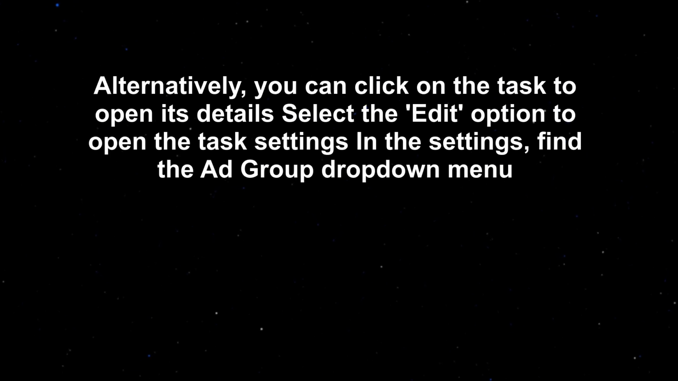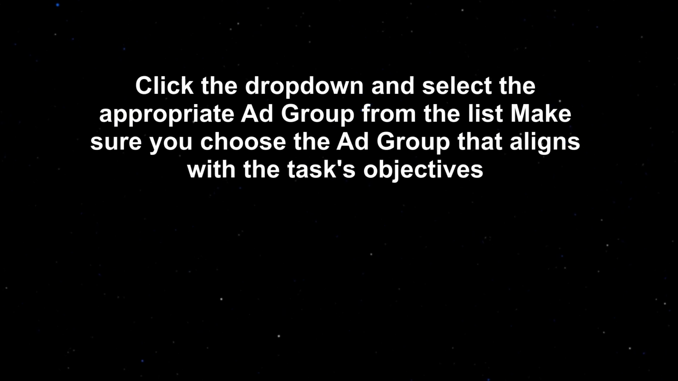Alternatively, you can click on the task to open its details. Select the Edit option to open the task settings. In the settings, find the Add Group drop-down menu. Click the drop-down and select the appropriate add group. From the list, make sure you choose the add group that aligns with the task's objectives.